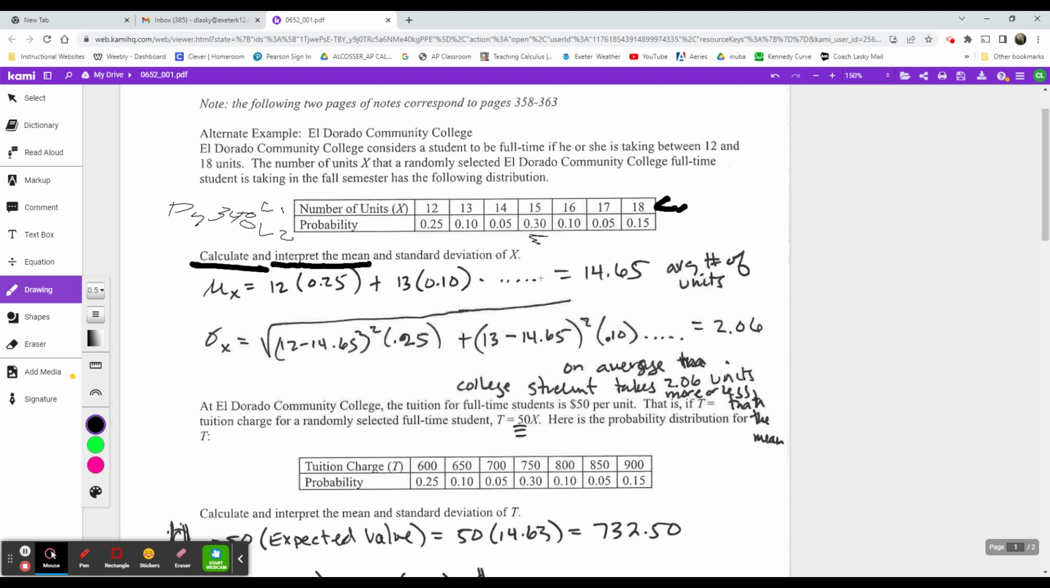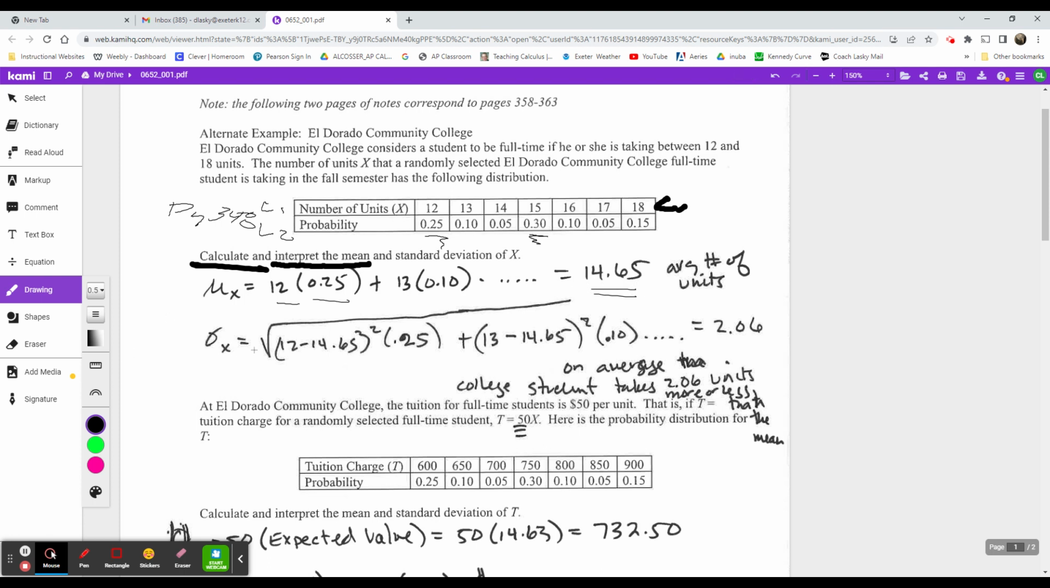So once you put it in the calculator, it's going to kick out 14.65. And just remember that's the average number of units that a student takes at El Dorado Community College. And you find that, remember, you have to set it up. So you're going to do 12 times 0.25, which is this one here. And you have 13 times 0.1, and you should be good from there. And you'll kick in what you get out from one var stats.